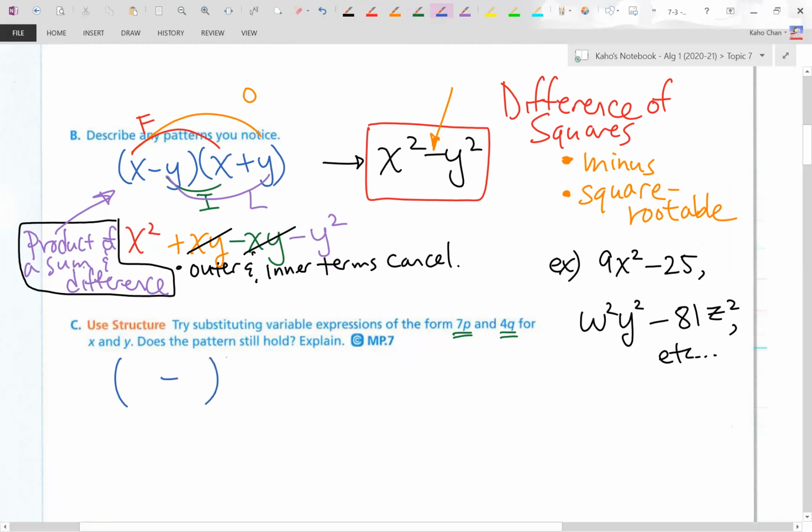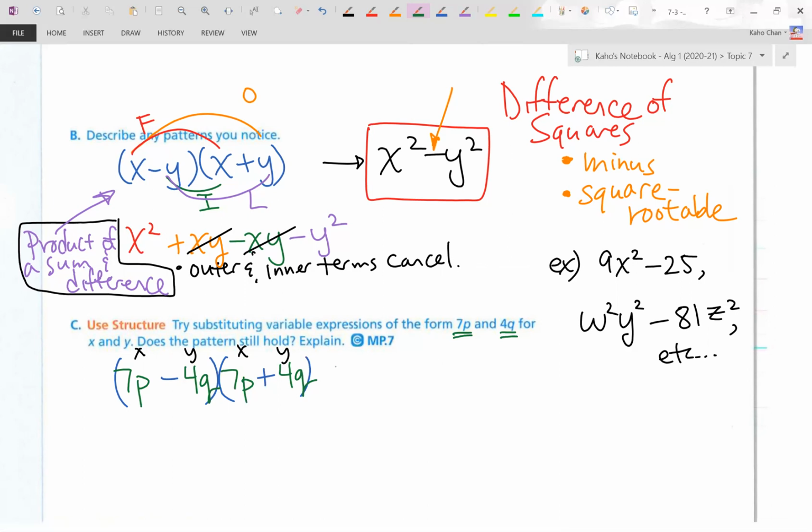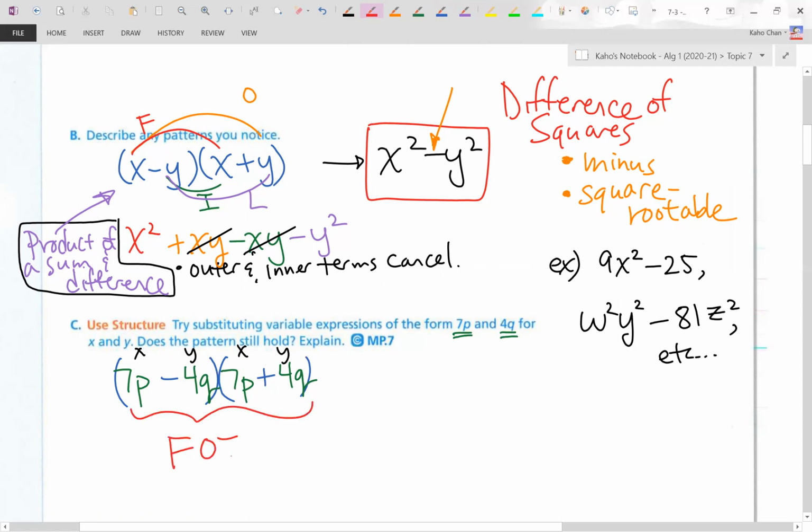x minus y times x plus y. So this was originally x and y, x and y. We'll put in the 7p and 4q. 7p, 4q. Okay? When you FOIL it or you multiply, you don't have to worry about doing all four products. You just do the first and the last terms. When you do this FOIL, the O and the I, meaning the outer and the inner terms, go away. You don't have to do all four products. You have to do the first terms.